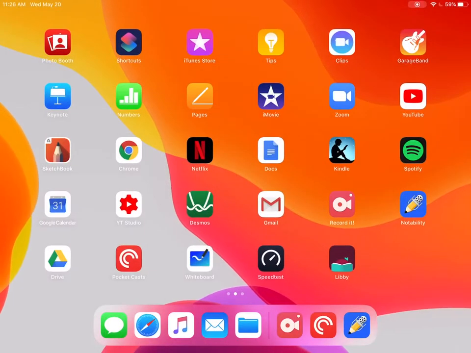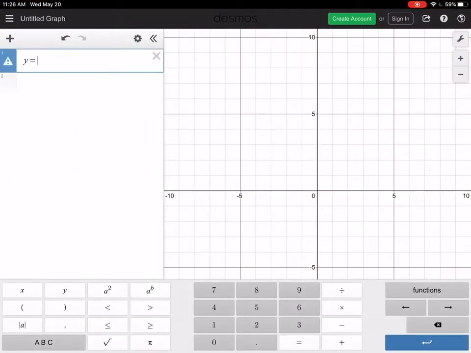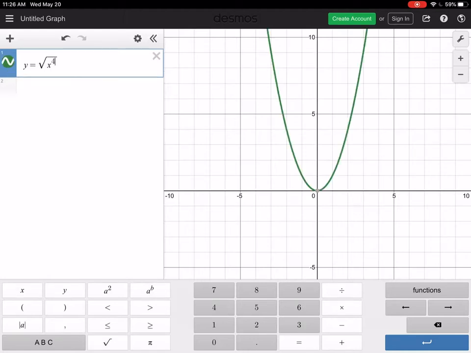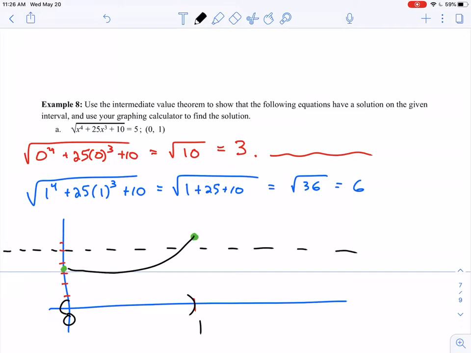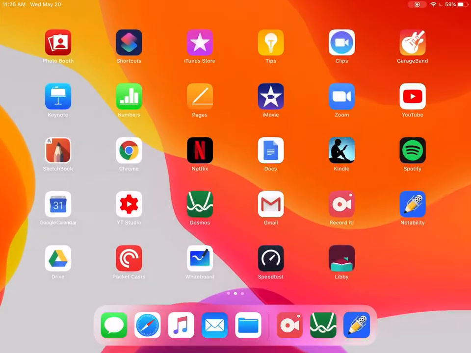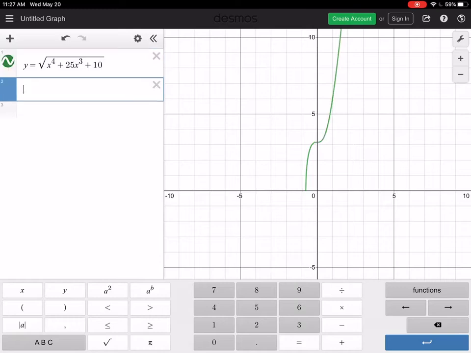Let me open up Desmos. So here I'm going to use y equals the square root of x raised to the 4th power. I already forgot the rest of the function. I'm sorry about that. Plus 25x raised to the 3rd power plus 10. So there's my first function, and then here is y equals 5.